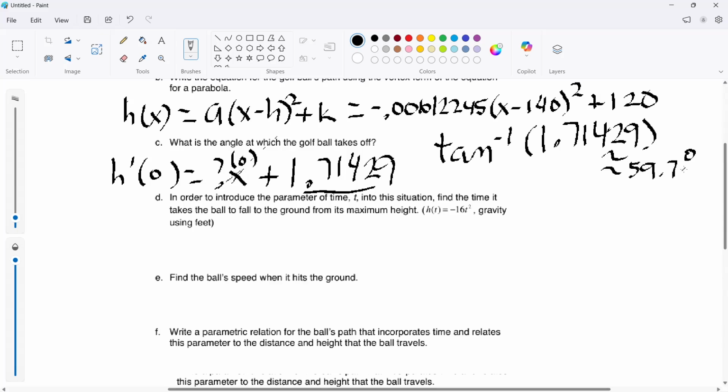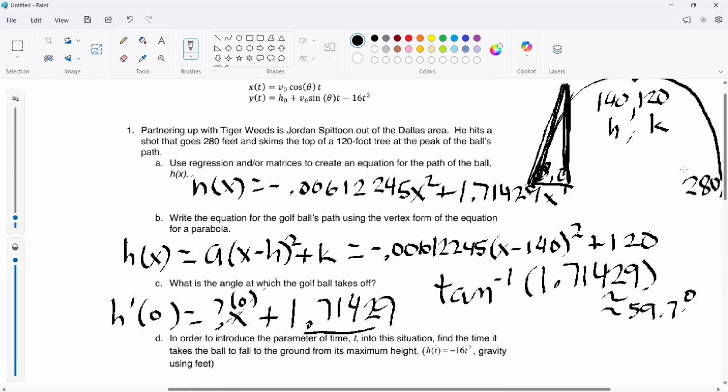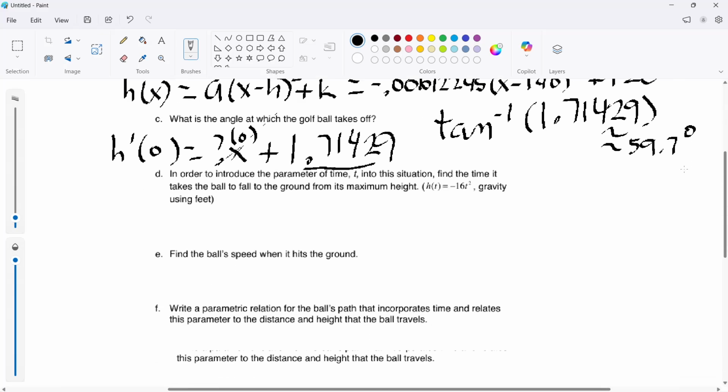Well, the maximum height is 120, and it falls, it goes down, so it's negative 120. The formula here gives negative 120 equals negative 16 t squared.